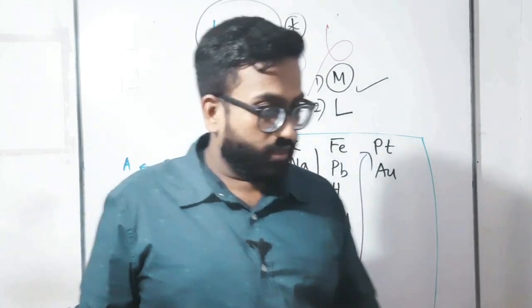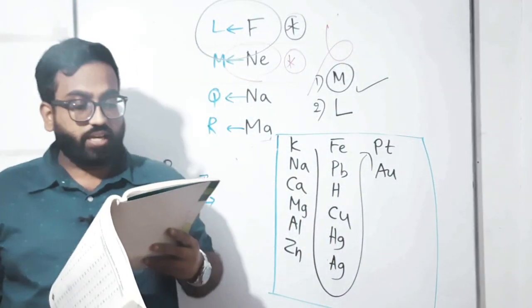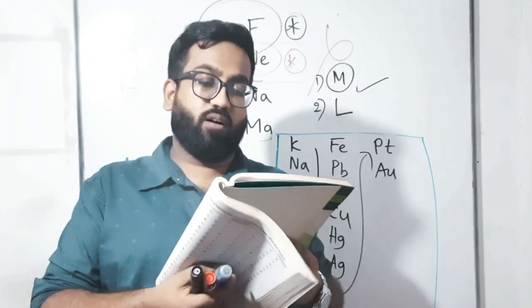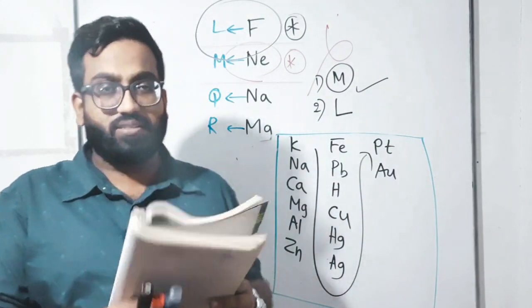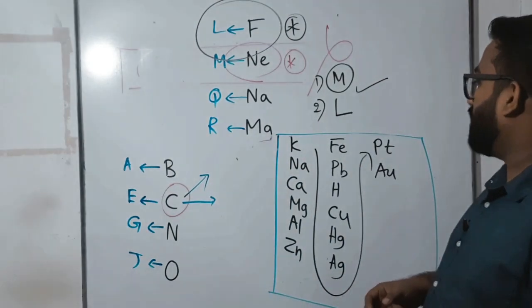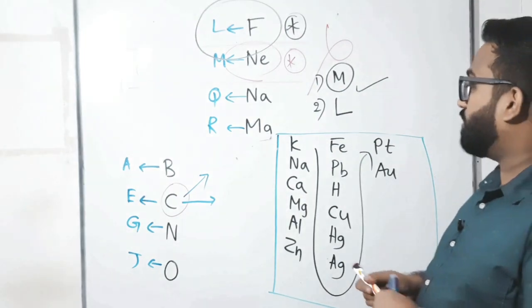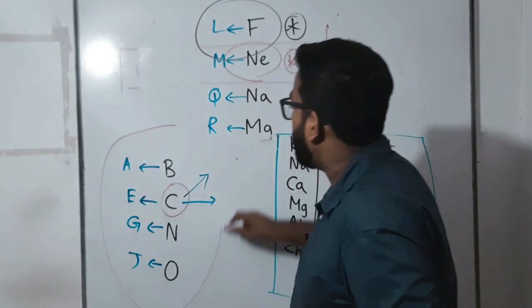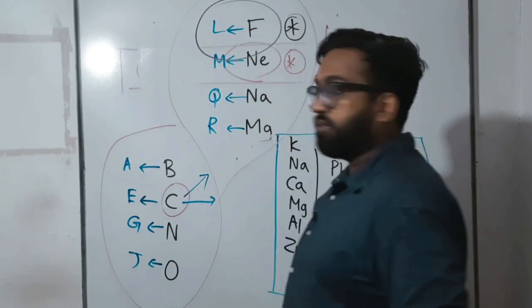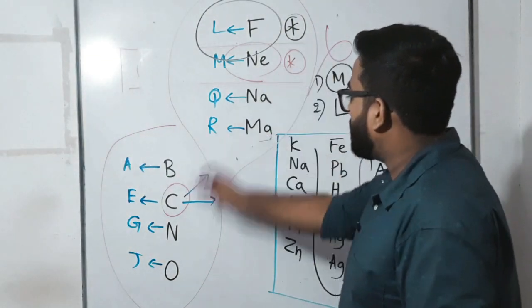Now, in the question, you are asked which element is at the topmost level of the activity series. Once you see this, you can find the answer. Children, you have to see the given elements as well. We have to select the element by using this. So, can we take potassium? No. Why? Potassium is not here.